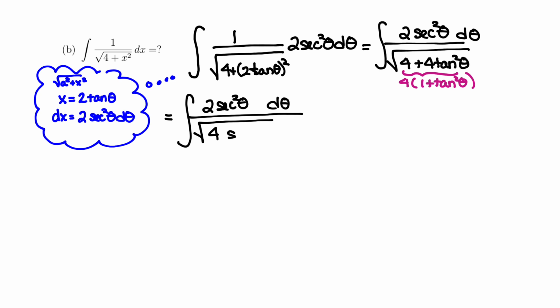4 secant squared theta. So once you get that product, now you can square root each part.